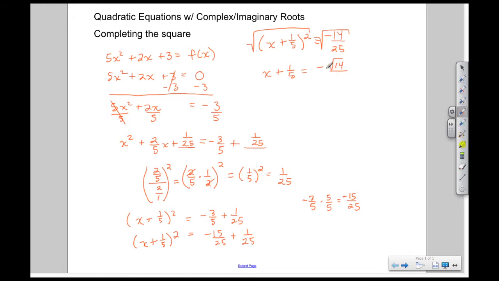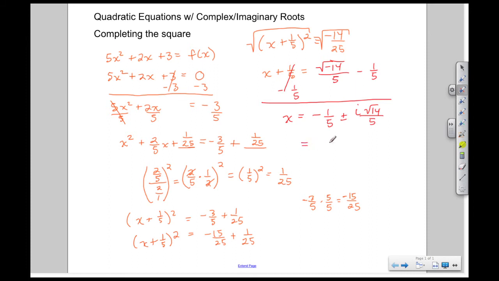Oops, I'm sorry, let me fix that, that's not correct. I'm left with the square root of -14 over 5, because the square root of 25 is 5. Now what I need to do to get the x by itself, I subtract 1/5 from both sides. These 1/5's cancel, and I'm left with x is equal to -1/5 plus or minus, well, the square root of -14 is really i√14, and the denominator is 5.